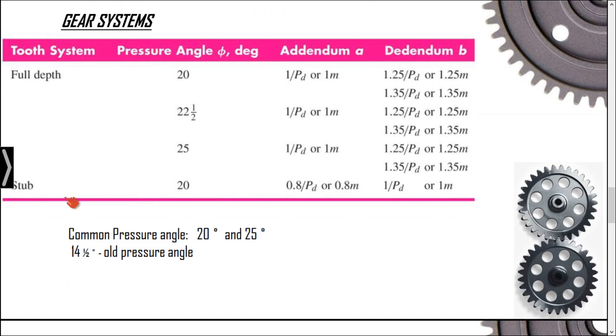Like the stub, if you look at the stub, you can see that the addendum value is 0.8 divided by PD. So compared to the full depth system, the value of addendum is somewhat lesser. Here it is 1 m, but here it is 0.8 m. So the total depth of the teeth got stubbed, reduced. That is the meaning of stub systems. We can have subsystems in stub in 14.5, 20, 25, everything, but usually the tooth gear system will be specified in the question.